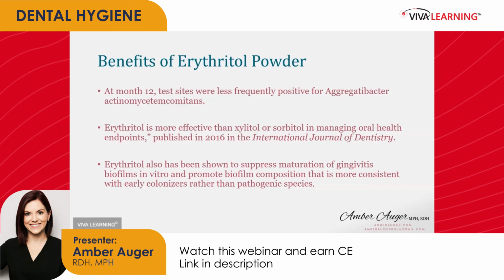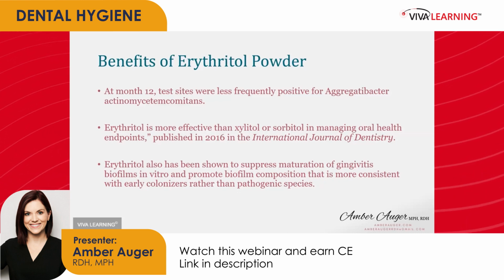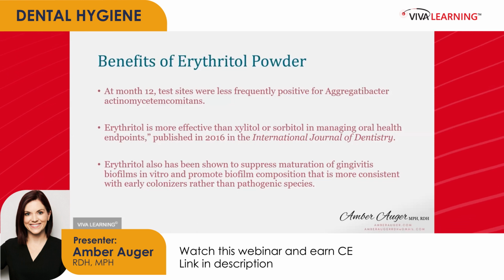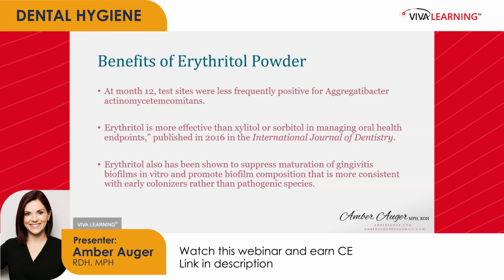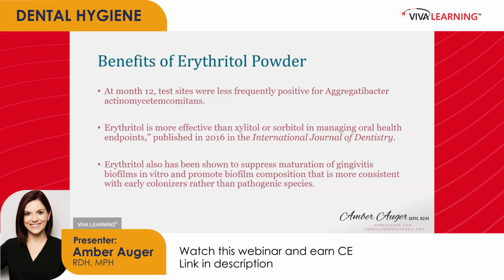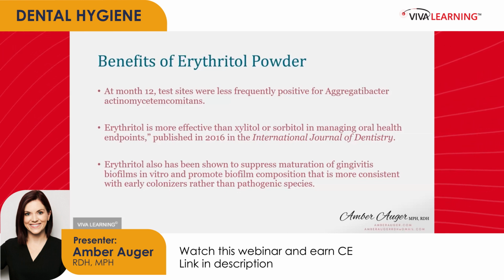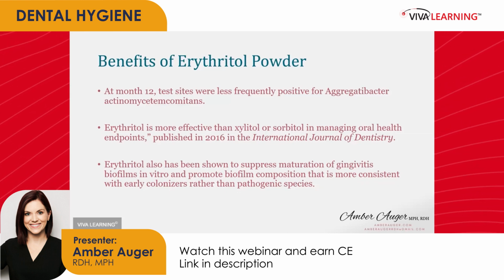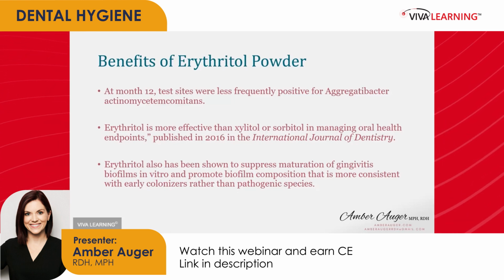Erythritol is more effective than xylitol or sorbitol at managing oral health endpoints. And this was published in 2016, the International Journal of Dentistry. Erythritol has also been shown to suppress the maturing of gingivitis biofilms in vitro and promote biofilm composition that is more consistent with early colonizers rather than the pathogenic species.